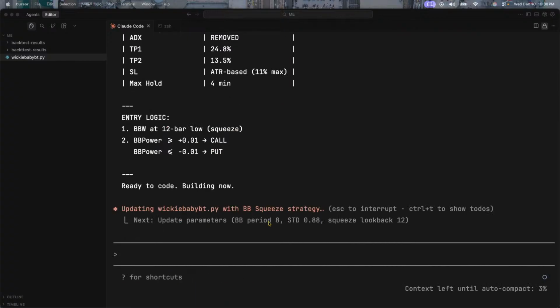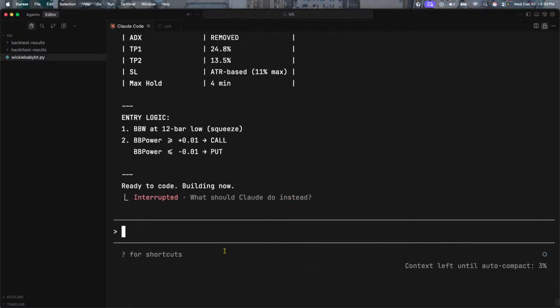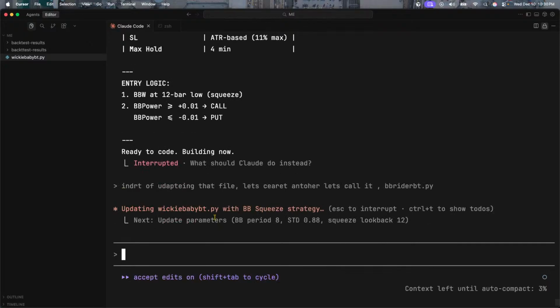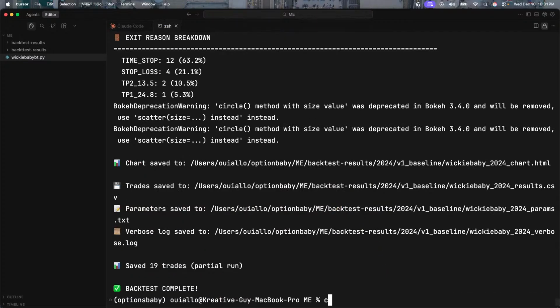Building now. You don't even know what I'm going to call it. Oh, so you're just going to update. No, don't update that file. Instead of updating that file, let's create another one. Let's call it BB Rider bt.py. Yep, .py. Beautiful. Yeah, that's what I thought. Beautiful stuff. All right, so we're having this backtest created.